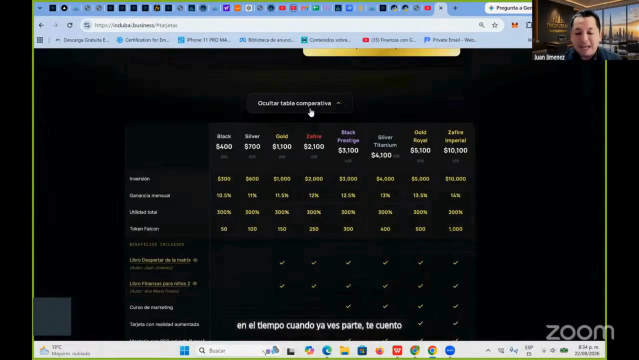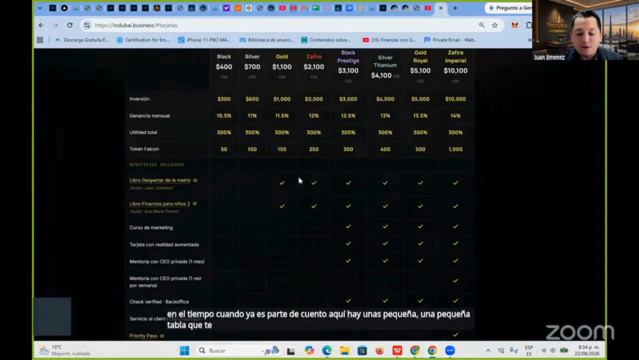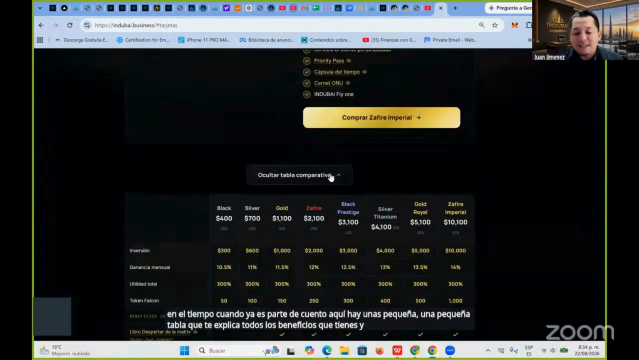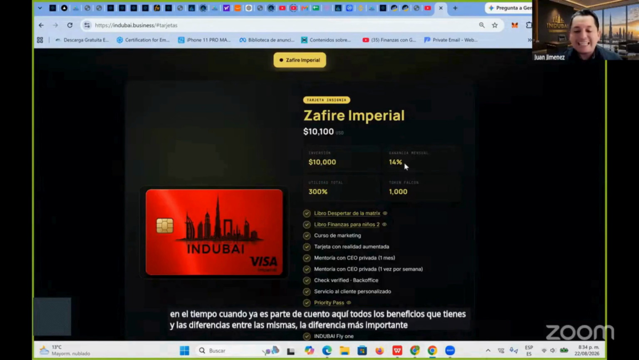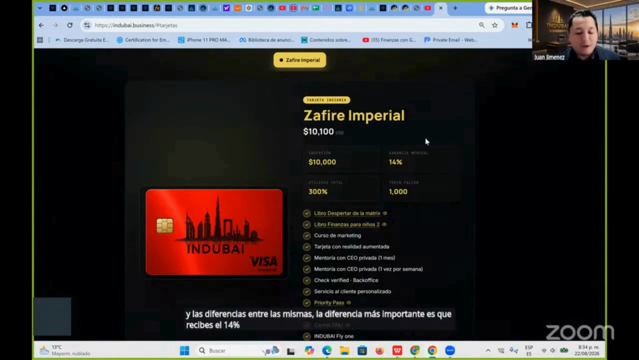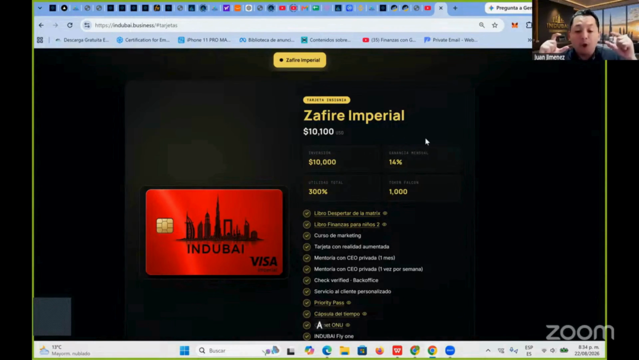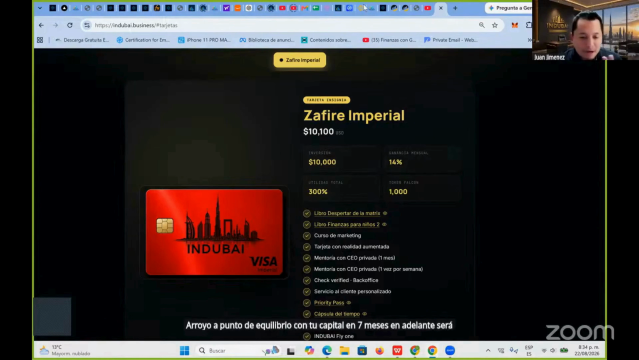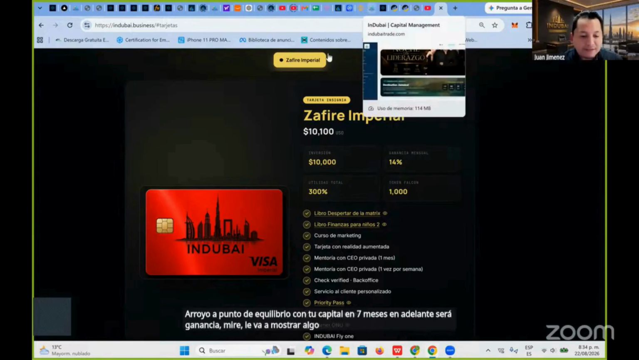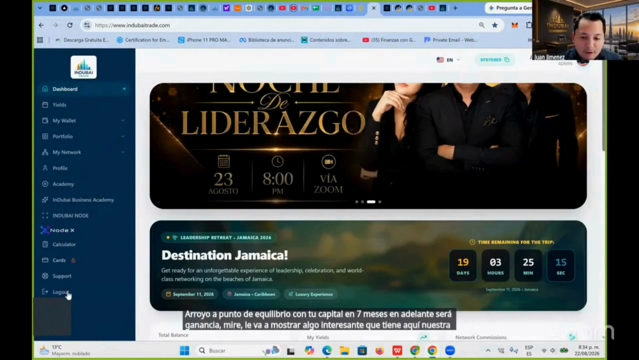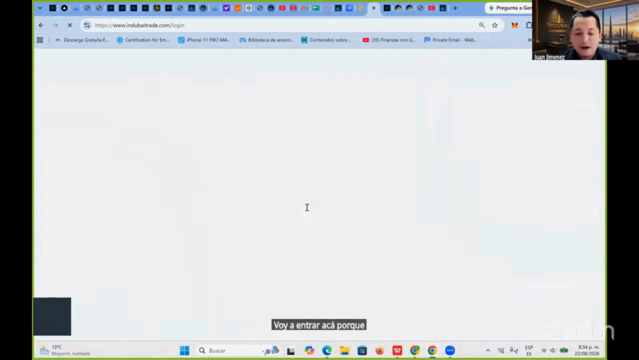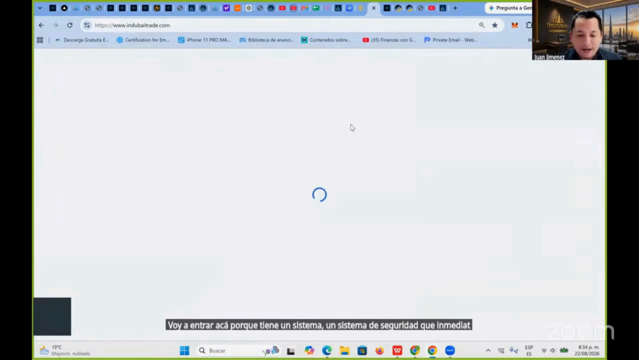Here is a small table that explains all the benefits you have and the differences between them. The most important difference is that you receive 14%, meaning you reach ROI or the break-even point with your capital in 7 months. From then on, it will be profit. Look, I'm going to show you something interesting that our topic has here. If we go here, I'm going to enter here because it has a security system that immediately logs me out of the page.